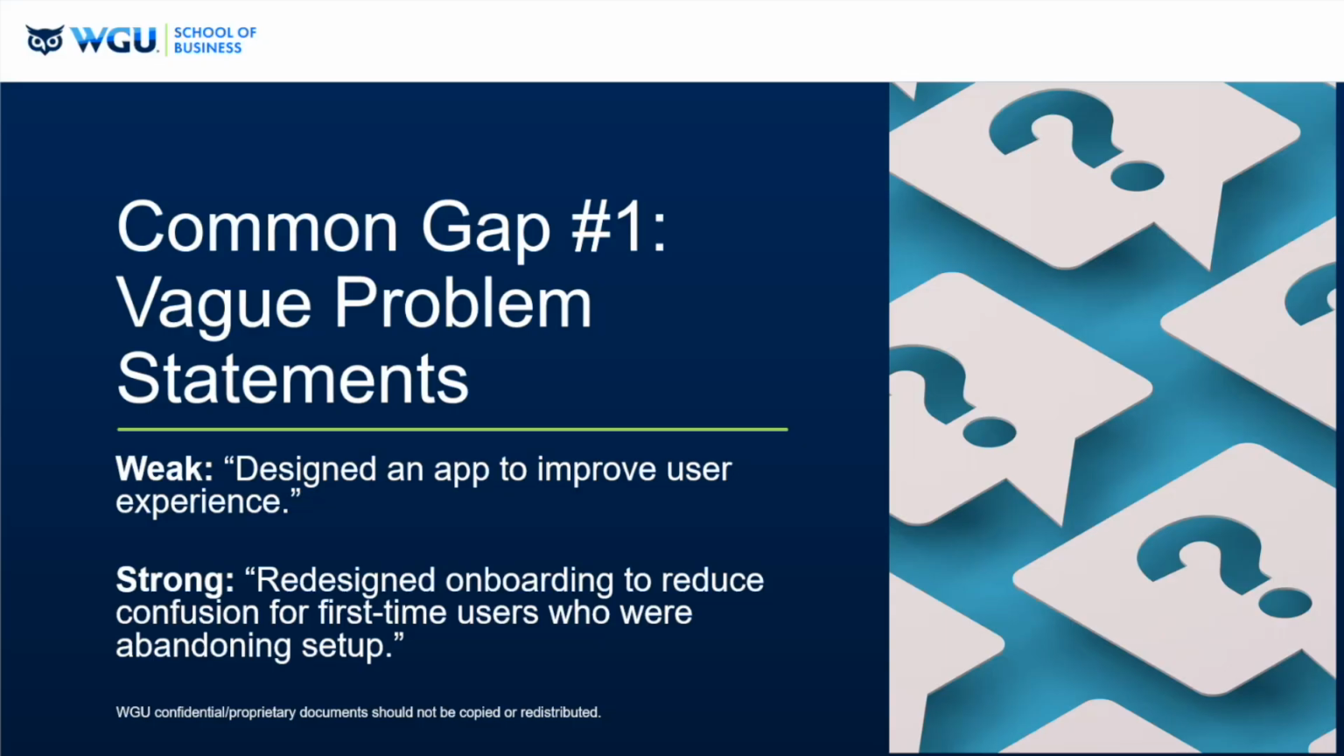Here's a weak example: Designed an app to improve user experience. Here's a strong redefining of that problem statement: Redesigned onboarding to reduce confusion for first-time users who were abandoning setup. They didn't use a lot of words. They made it simple, but it also is very descriptive. So think about one of your projects where you could rewrite the problem statement. Add who, why, what wasn't working to give context and impact.